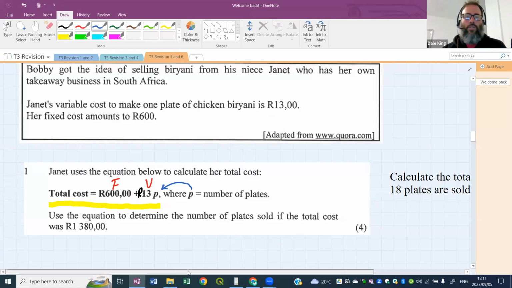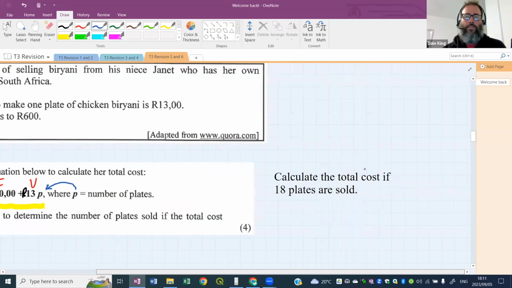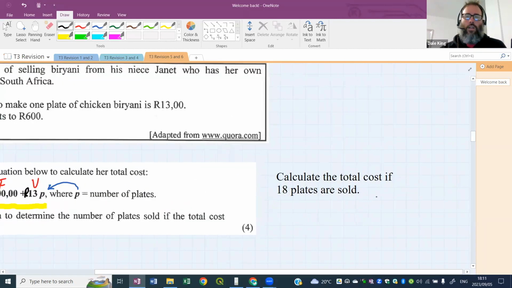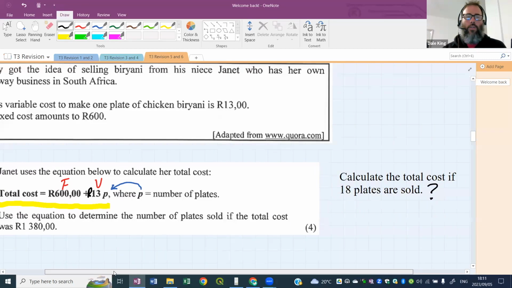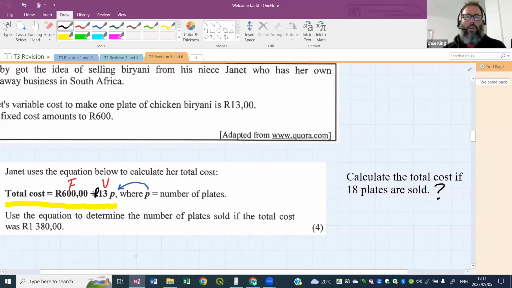Now, I've got a question for you guys to warm up with. I want you to calculate the total cost if 18 plates of biryani are made. I'll move over slightly so you can see the equation and the question. On the left we have the equation, and on the right we have the question. I want you guys to take a minute to calculate the total cost if 18 plates of biryani are made. Let's do that first so we understand how to use this equation.